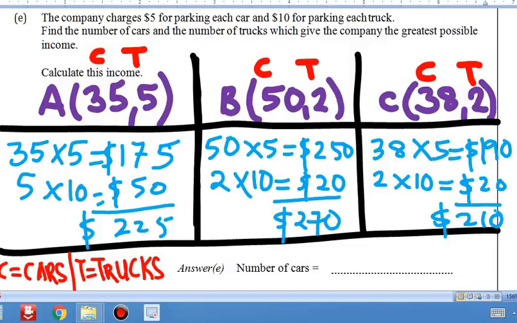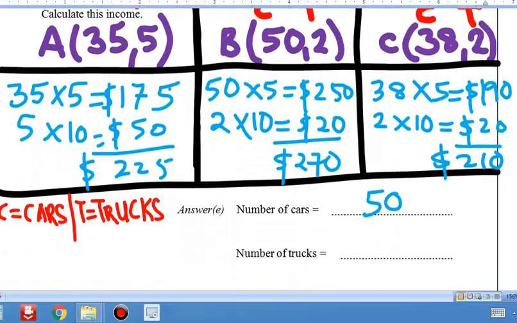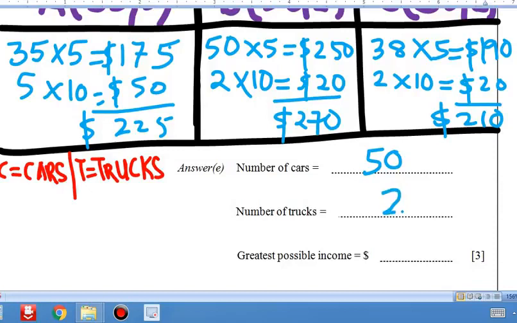As you can see, the greatest possible income is obtained with the combination of 50 cars and 2 trucks. So the number of cars is 50 and the number of trucks is 2, and the greatest possible income is $270. Well, that's all in this session on linear programming today.